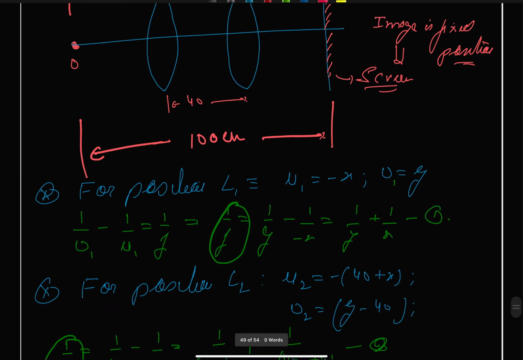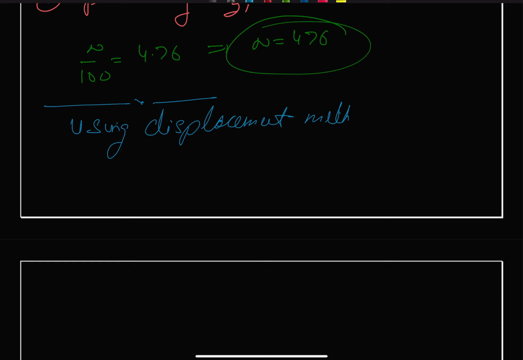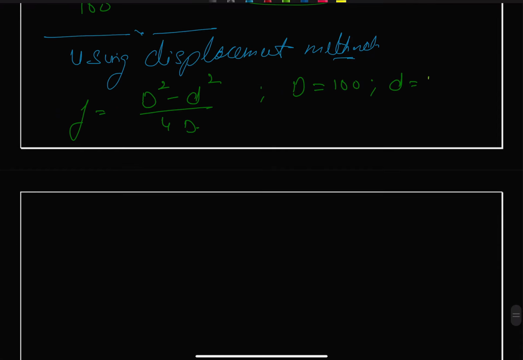Same question we can also solve by using the displacement method, which gives that the focal length f is equal to capital D square minus small d square divided by 4 times capital D. And here capital D is the distance between the object and the screen, which in this case is given as 100, and small d is the distance between the two lens positions, which is given to us as 40.